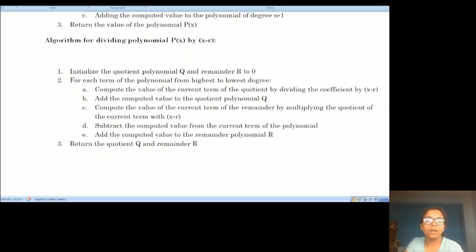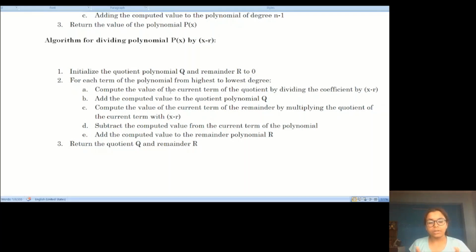Now that we have got the quotient polynomial, we will just assign it to the q that we have initialized. On to the remainder part. Now the remainder part would be multiplied to the quotient of the current term with x minus r.